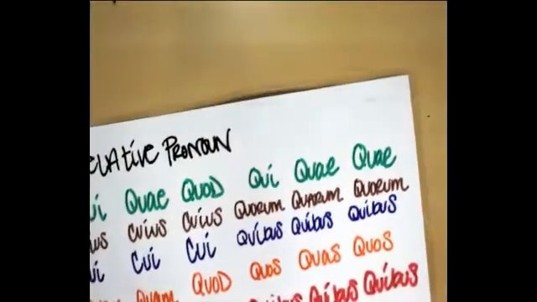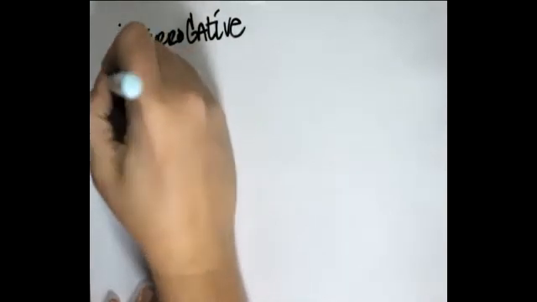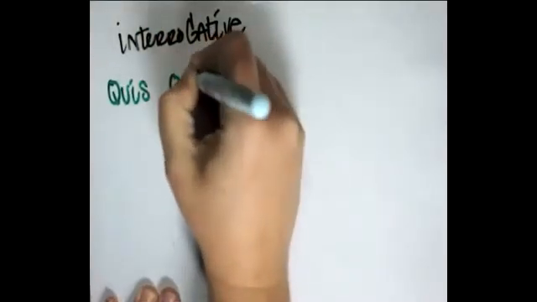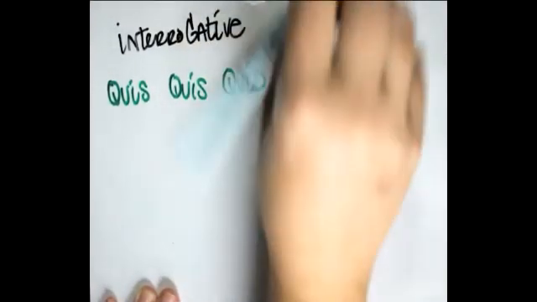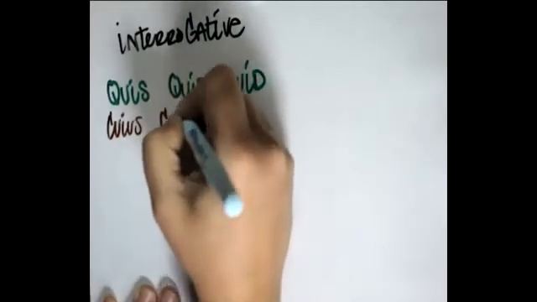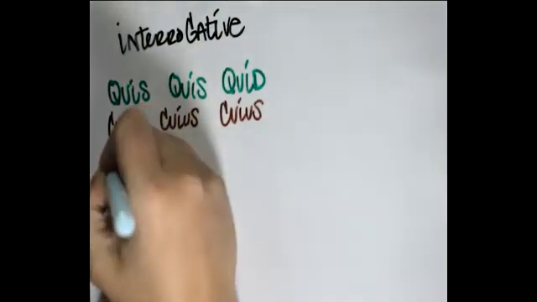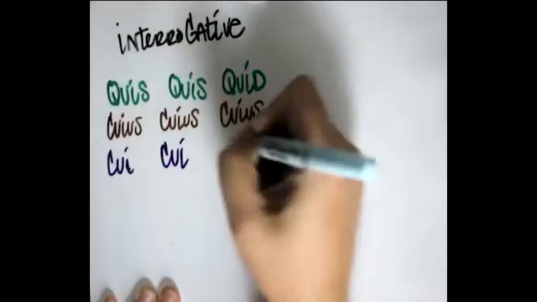Now for the interrogative. So instead of qui, with the masculine and feminine, we start off with quis. Quis, quis, quid. Same for the genitive though, cuius all around. Cuius, cuius, cuius. Same for the dative too, cui, cui, cui.